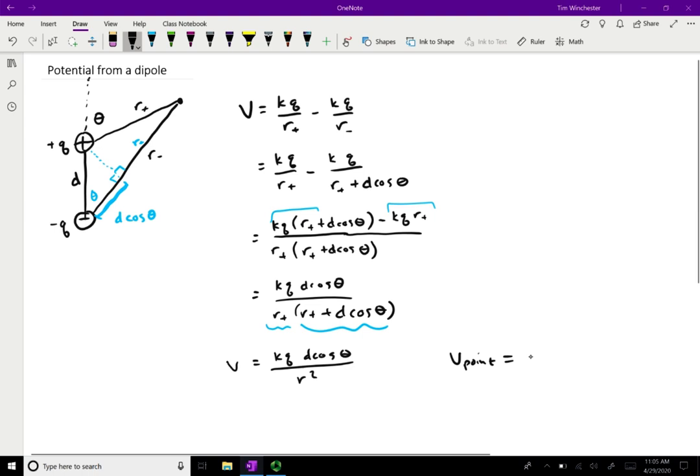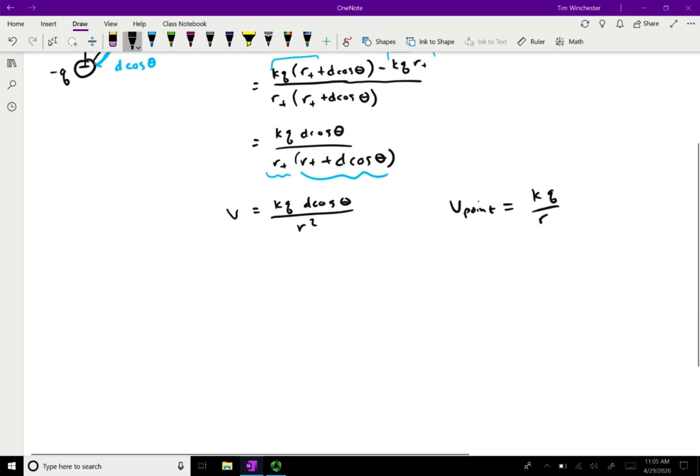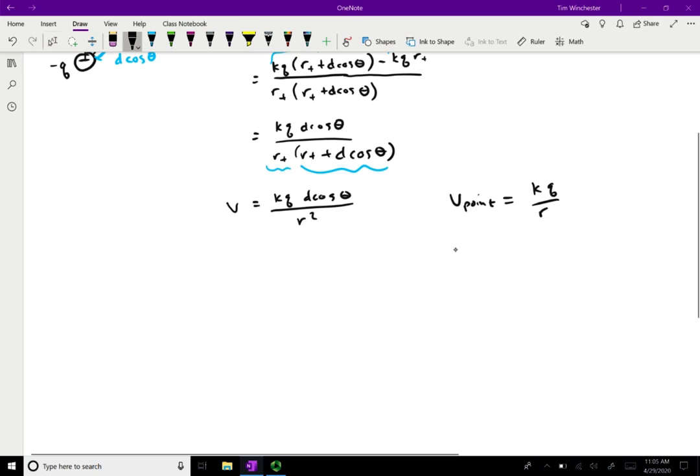So the potential for a point charge is just kq over r. But for a dipole, it's over r squared. And if I take the electric field for a point charge, I get kq over r squared. This isn't a proof, but you could calculate the electric field for a dipole, and what you would get is that it's proportional to 1 over r cubed, because you're essentially taking the derivative with respect to the position.